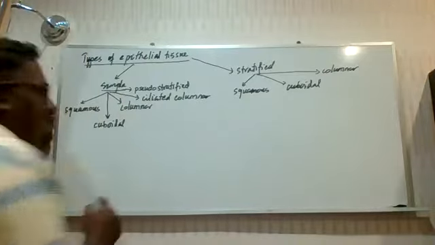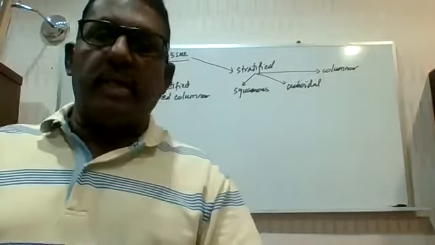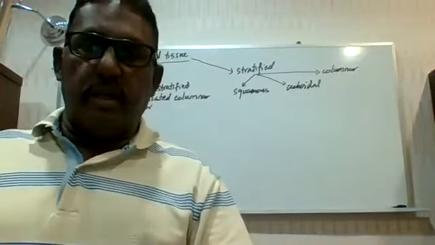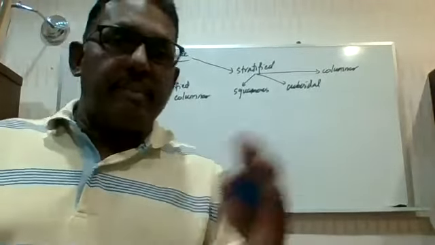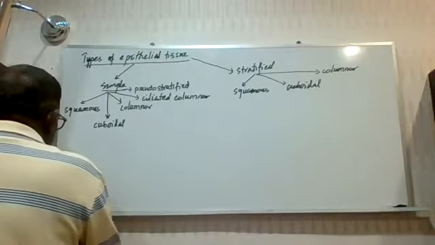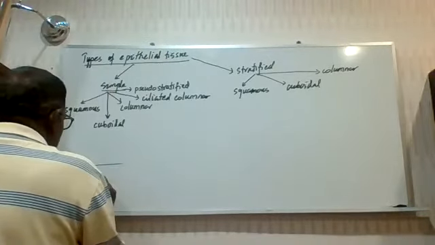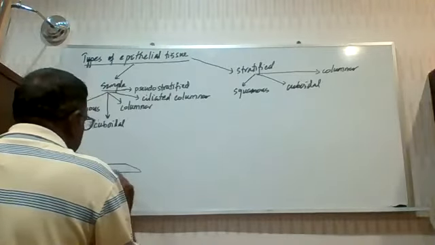Now, basically all cells are 3-dimensional cells. It is the difference in their dimensions that makes them different. So for example, in a simple squamous cell, it's just a diagrammatic understanding.